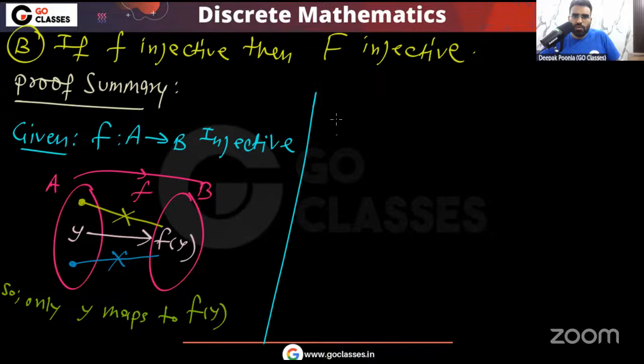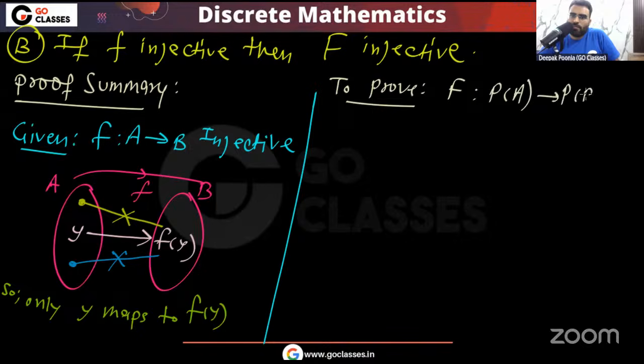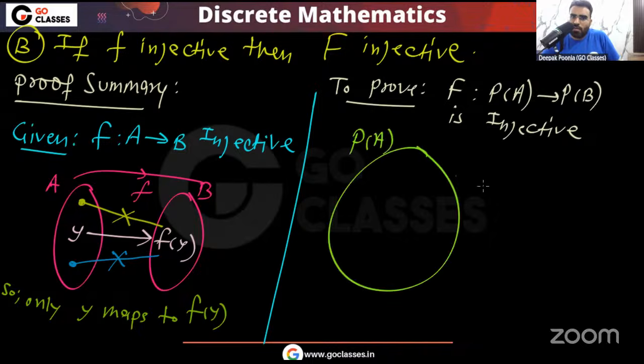Okay, correct. Very good. Now let's come to capital F. This is what we need to prove, that capital F, which is from PA to PB, is injective. So how to prove it? Very simple. You take two different elements of PA, two different elements of the domain. So you can see this is PA and this is PB.